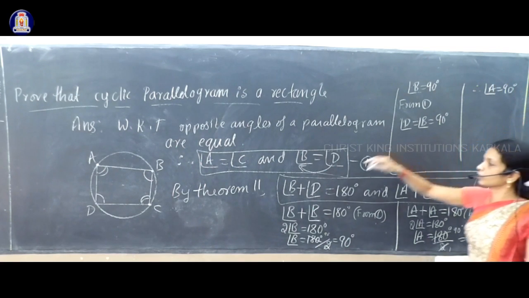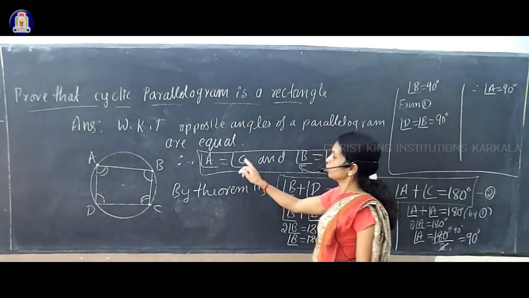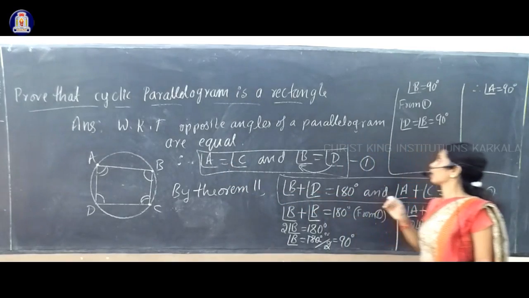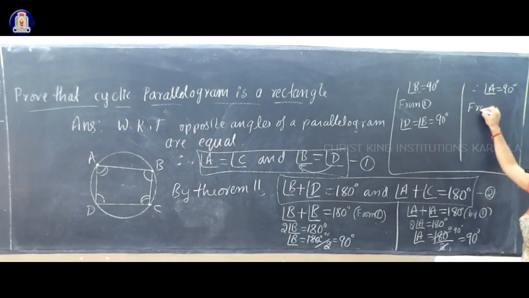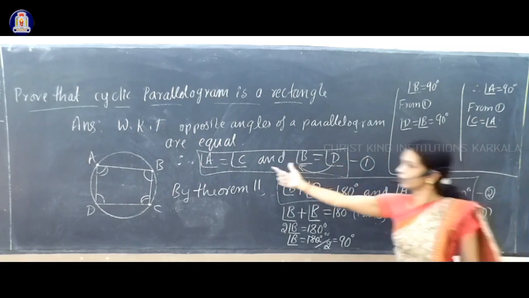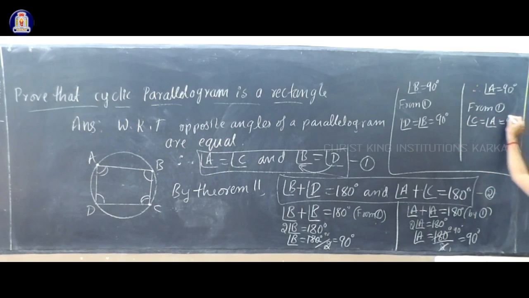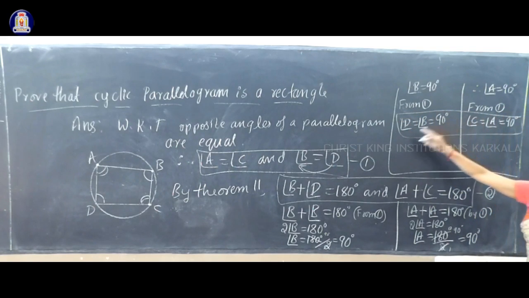But we have angle A is equal to angle C, or see this in a reverse way, angle C is equal to angle A. I used this in a reverse way. Okay, angle C is equal to angle A, but angle A is how much? That is 90 degree. So here you can see in this figure, angle D, angle B, angle C, angle A, all are equal to 90 degree.